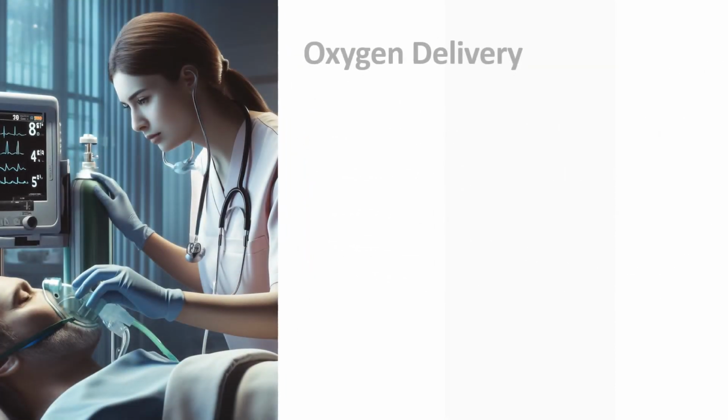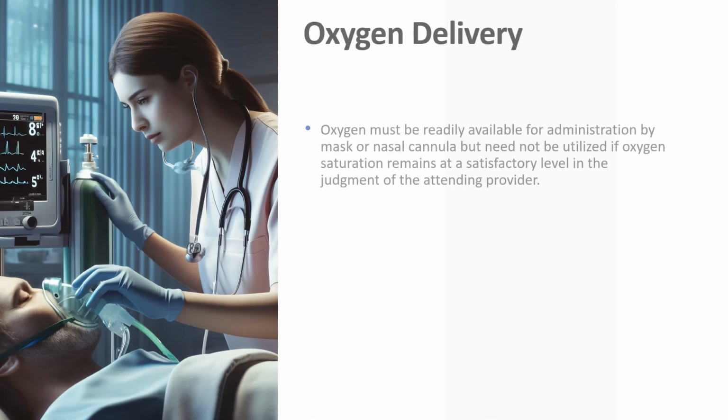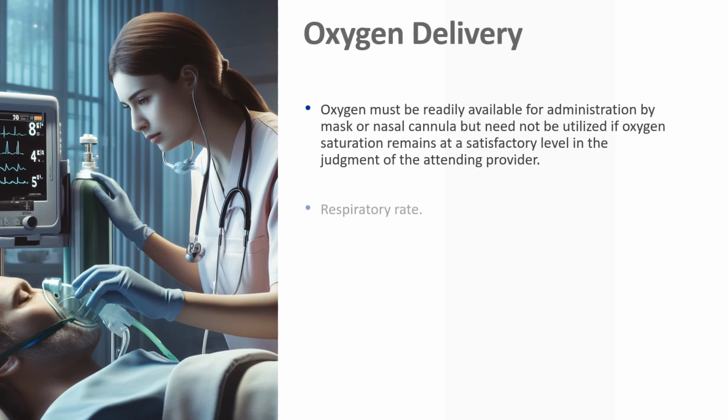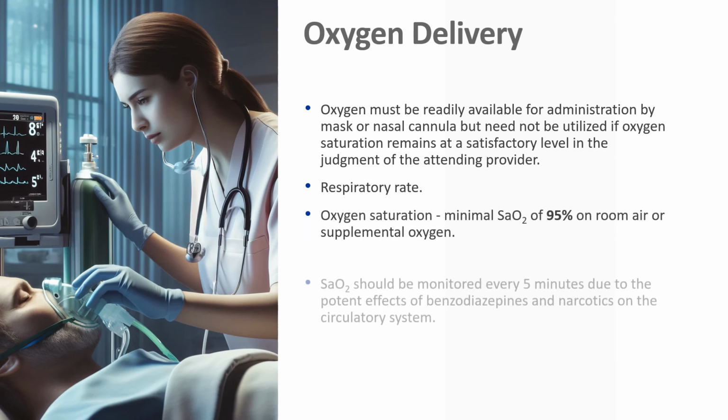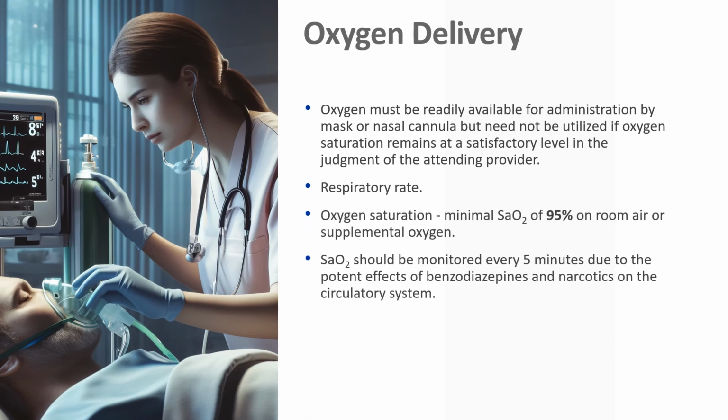Oxygen delivery. Oxygen must be available in the room. Oxygen saturation has a minimum of 95% on room air or on supplemental oxygen. So 95% is the number you don't want to go below when you're working with them. The SaO2 should be monitored every 5 minutes. That means what? You document it. It's monitored continually, but you document it every 5 minutes.